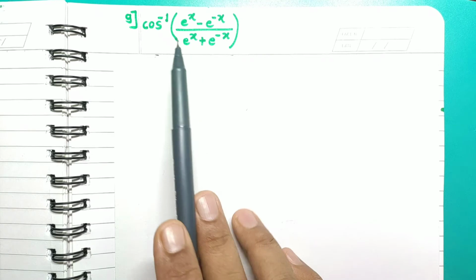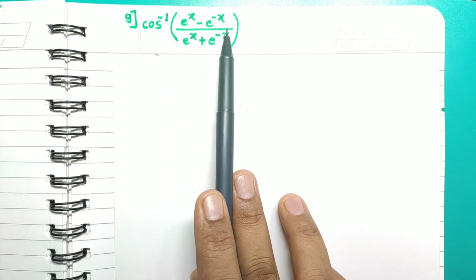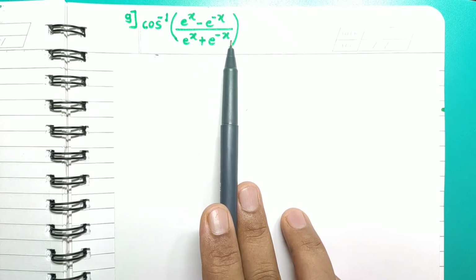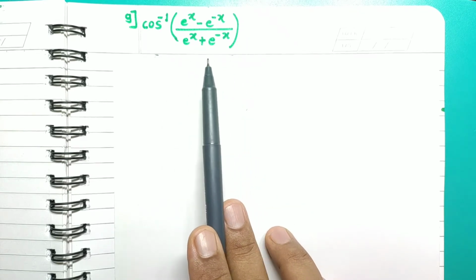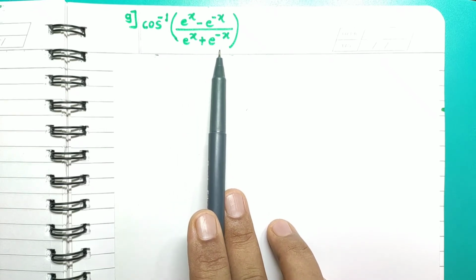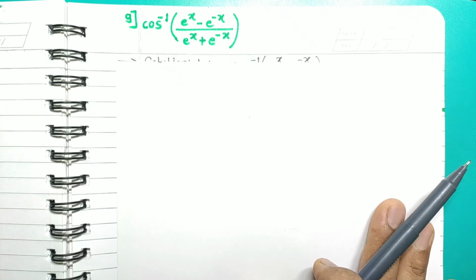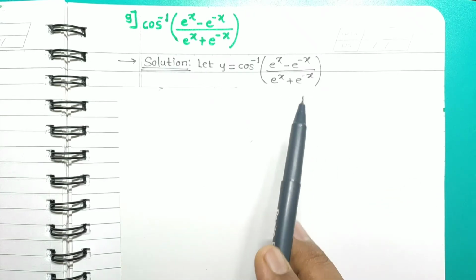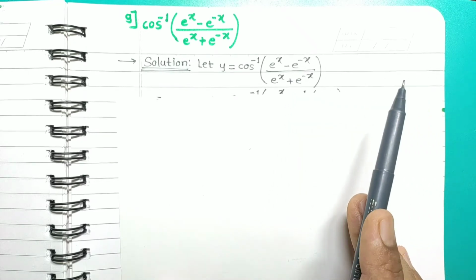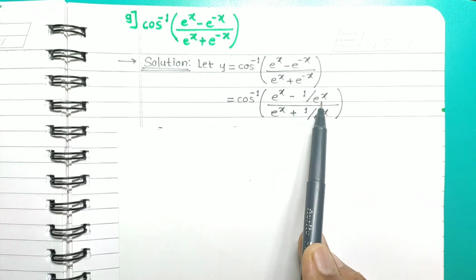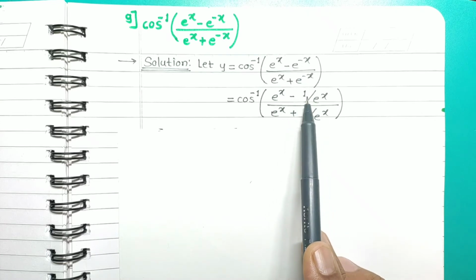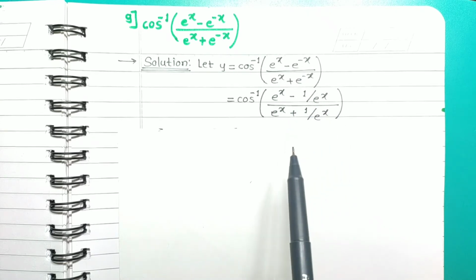Then the next example is cos inverse of e raised to x minus e raised to minus x upon e raised to x plus e raised to minus x. In this example also we are not going to use the chain rule directly at this step. We are going to simplify this function. So in the solution you write down the given function, and here I am going to simplify this negative index. So let's write it as 1 upon e raised to x. In the next step I have written e raised to minus x as 1 upon e raised to x.